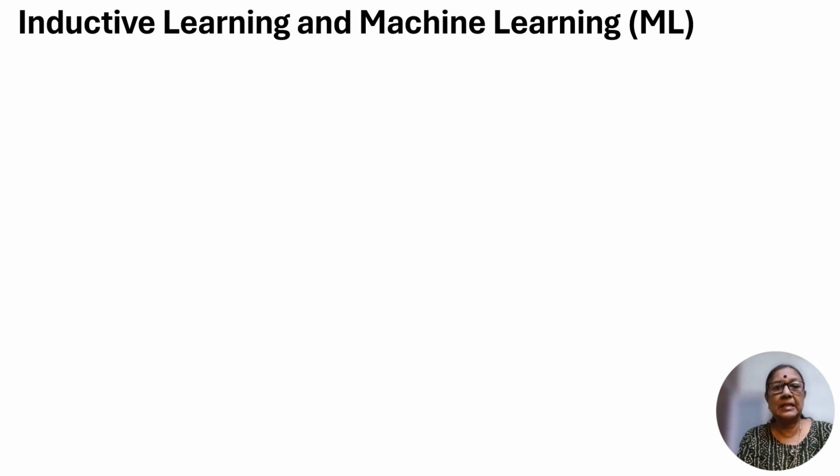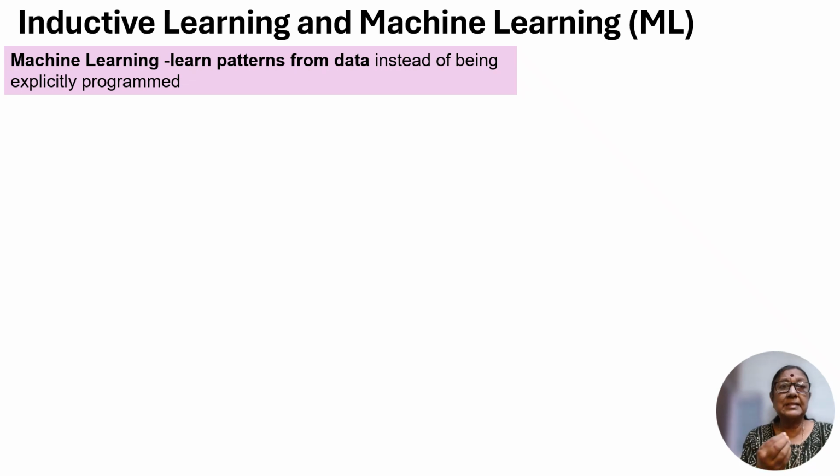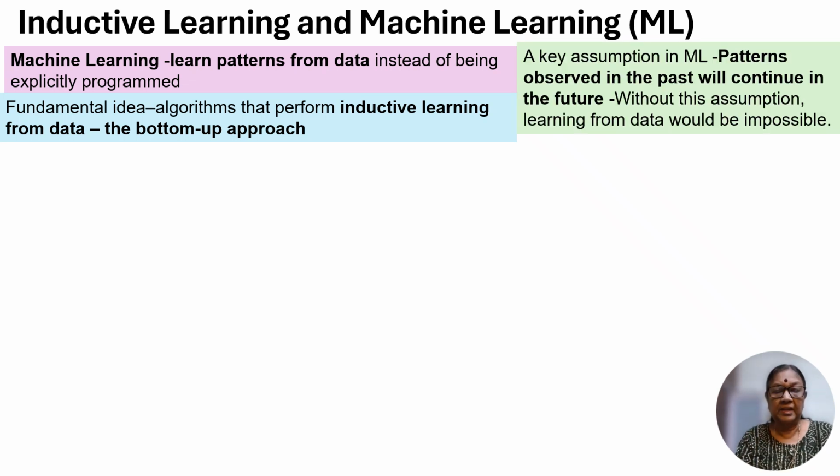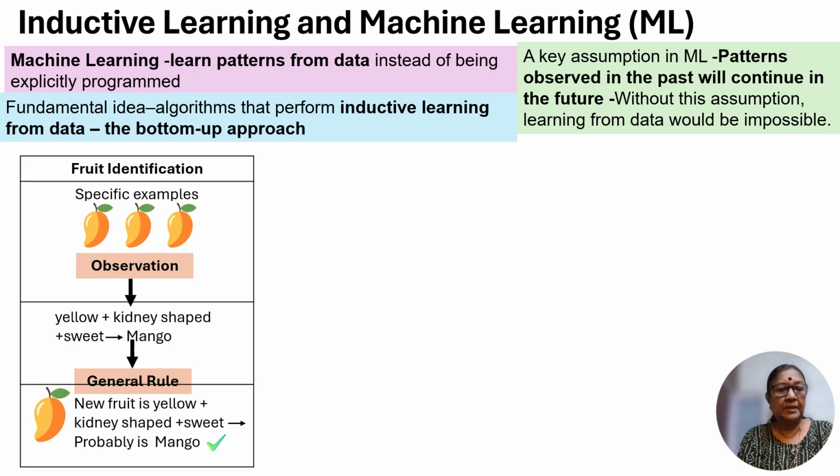So first, let us understand what is inductive learning and its connection to machine learning. Machine learning, as you remember, is to learn patterns from data instead of being explicitly programmed. So fundamental here is that the algorithms perform inductive learning from data, this is also called the bottom-up approach. This is the basis of machine learning. Now, a key assumption in machine learning is that whatever is observed in the past will continue to be true in the future. Otherwise, we cannot do inductive learning or learning from data.